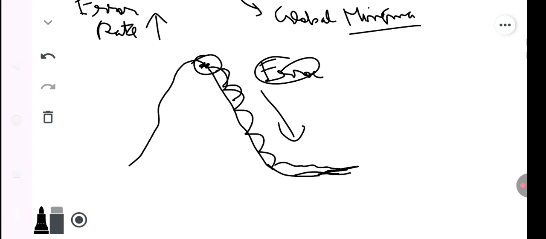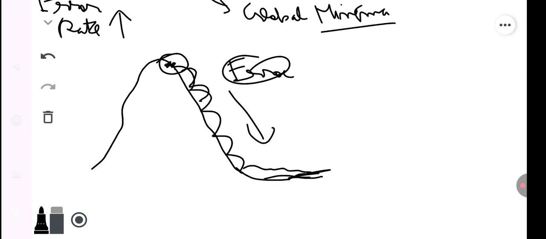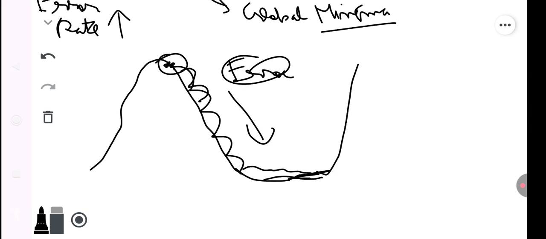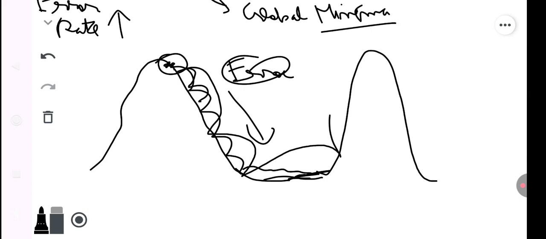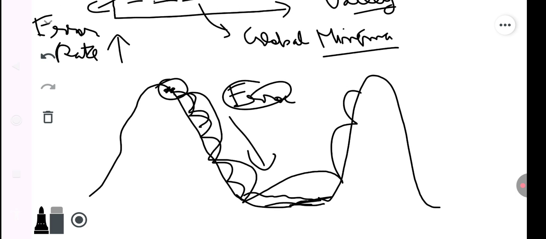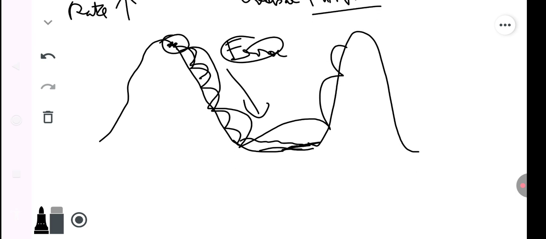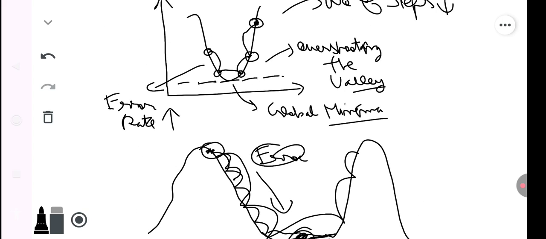But if I take a large step, suppose there is another valley up here. Then I will jump from here, here, and then from here, here, here. So you can see the point, that we may miss our point of global minima. Let's suppose here is the global minima. We may miss it if we take very large steps.